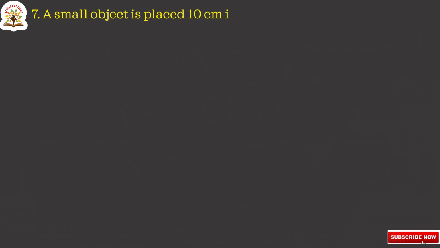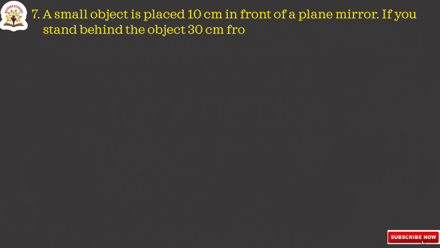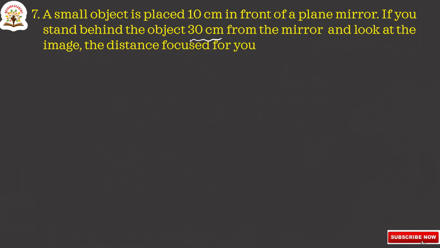A small object is placed 10 centimeters in front of a plane mirror. If you stand behind the object 30 centimeters from the mirror and look at the image, the distance focused for your eye will be, here they given the object is placed 10 centimeters in front of the plane mirror and here we have to stand behind the object 30 centimeters from the mirror. We have to observe the image. The distance focused for the eye will be, here we have to calculate the distance.